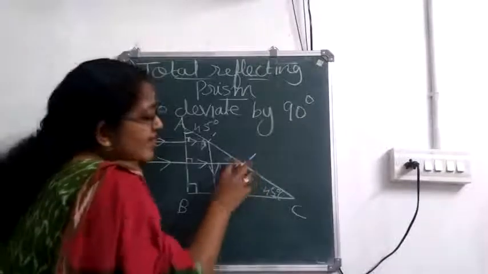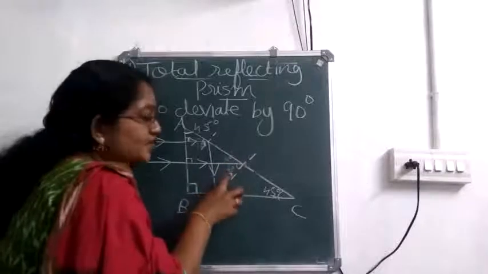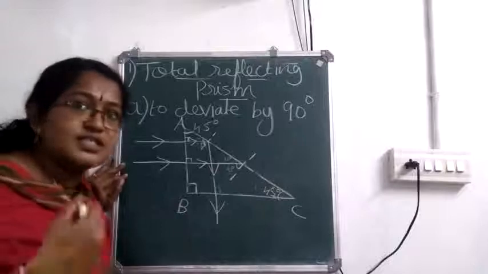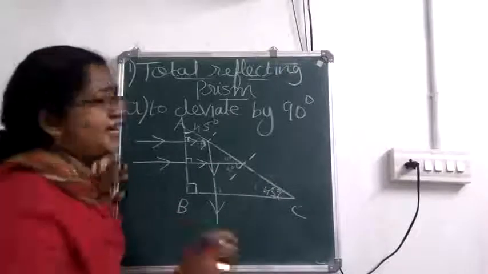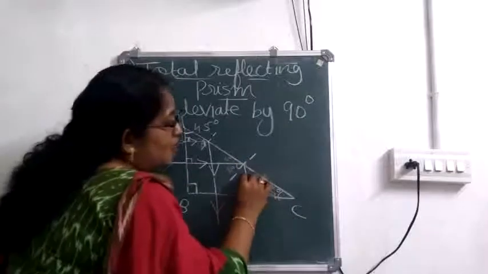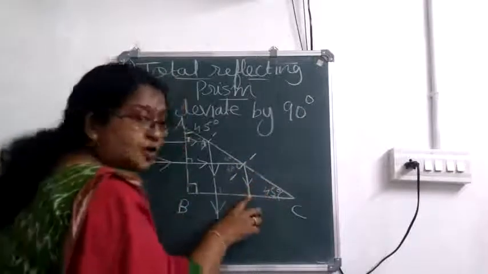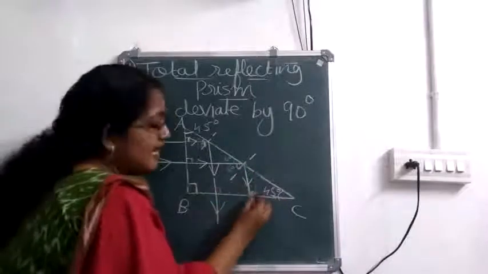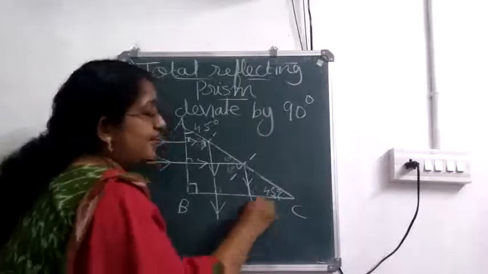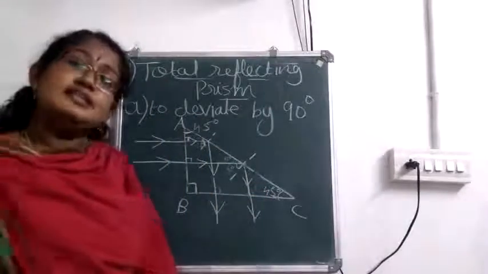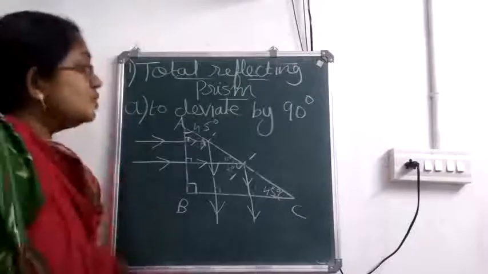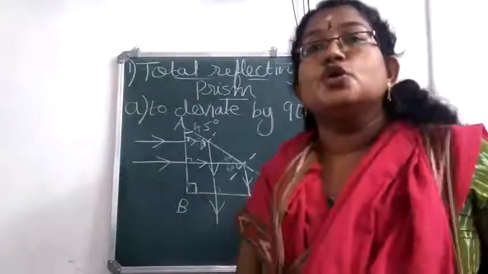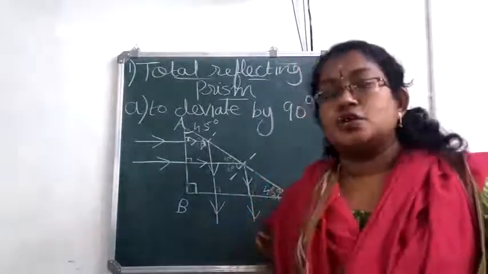Then here, since the angle of incidence is 45 degrees, which is greater than the critical angle of glass. How much is the critical angle of glass? It is 42 degrees. So the ray gets reflected and goes down. Then it hits the surface BC. Here it is normal incidence, so it will come down. Okay. This diagram is important. You should study how a light ray can be deviated by 90 degrees using a right angle isosceles prism.